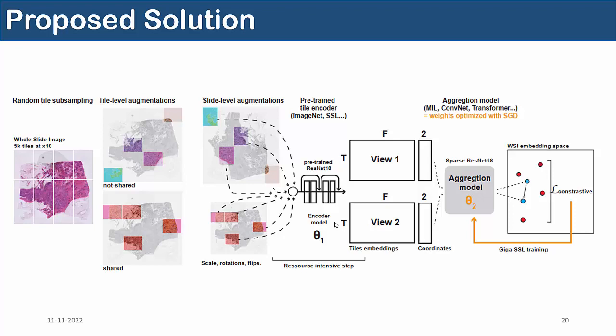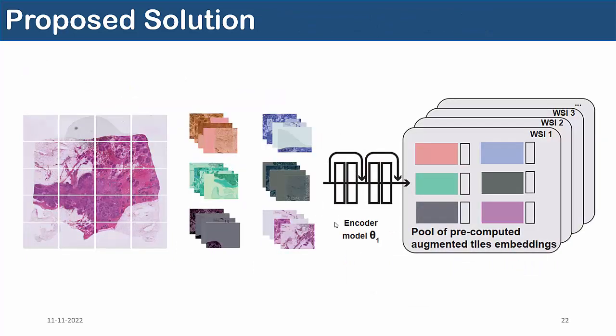So we need to have something in that regard. To overcome this problem, one of the solutions is pre-computing the augmented representation instead of calculating it online. If the tile-level augmentations are not shared among the views, then the authors randomly performed some transformations on each of the tiles, and whatever embeddings they got out of it, they just stored and stacked those embeddings.